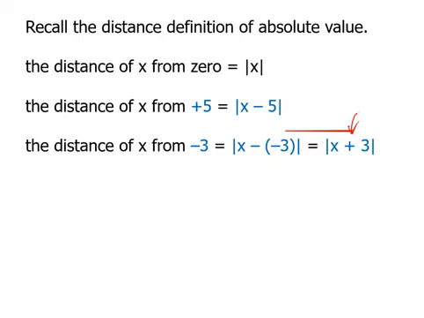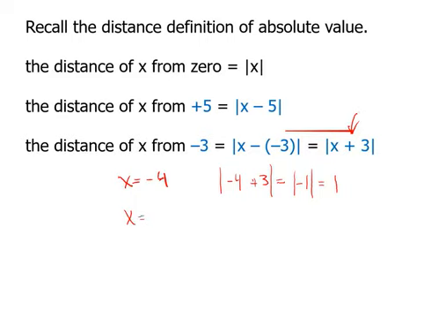And one way to think about this is with ordinary numbers. Suppose x equals negative 4. Well, how far is negative 3 from negative 4? Well, it's right next to it on the number line. It's 1 away. And if we plug into the formula, we get absolute value of negative 4 plus 3, absolute value of negative 1 equals 1. So the point negative 4 is a distance of 1 from negative 3.